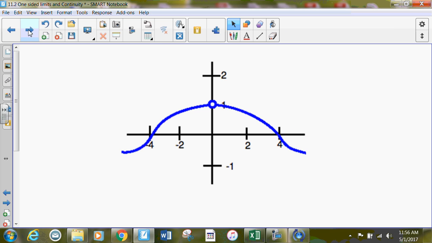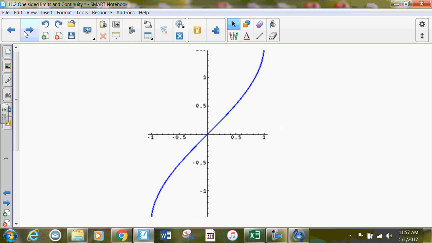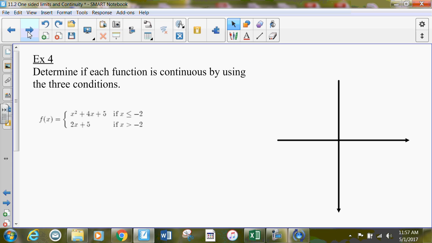All right, hopefully you got, oh, there's another one. There's a limit, there's no value. That means there is no continuity at x equals 0. Oh, a beautiful continuous function. It's continuous everywhere.